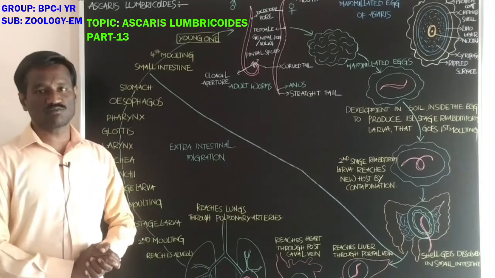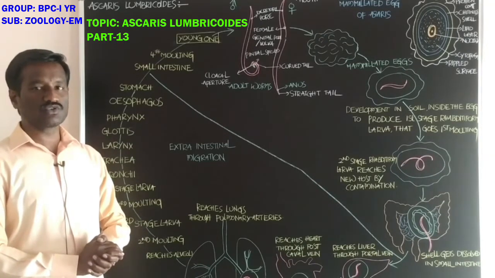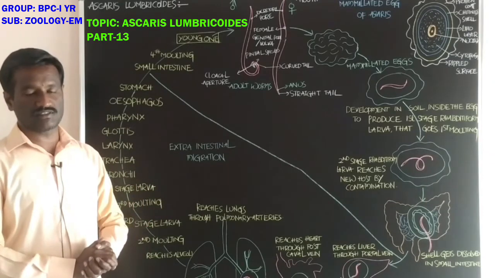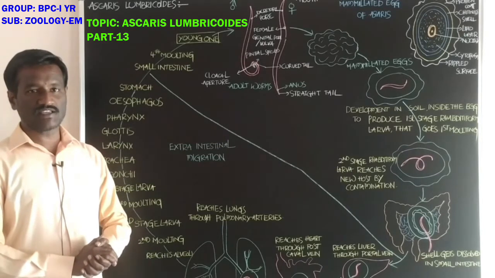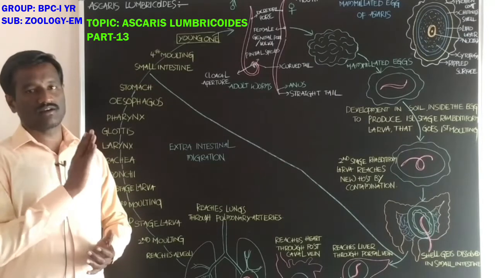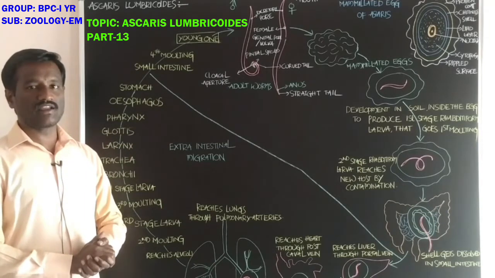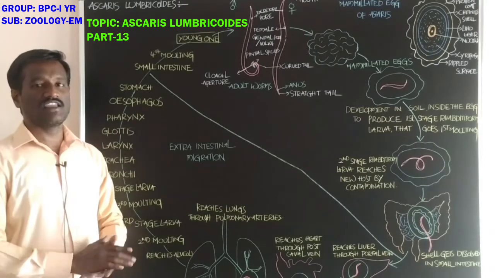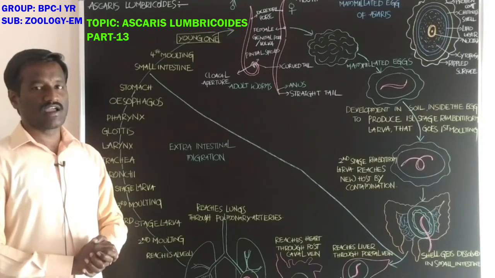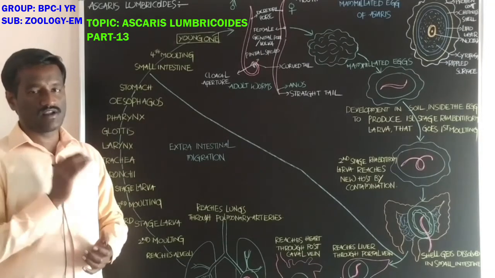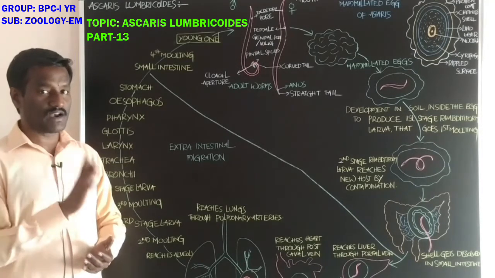Students, it is cosmopolitan in distribution. It is most frequently found in children. Ascaris lumbricoides is transmitted through contaminated food and water from one host to another, and the infective stage to man is the second stage rhabditiform larva, inside the embryonated egg. The infective stage is the second stage rhabditiform larva.